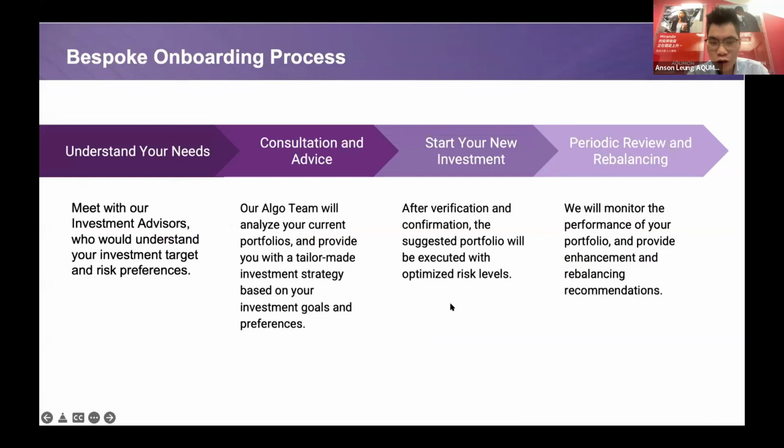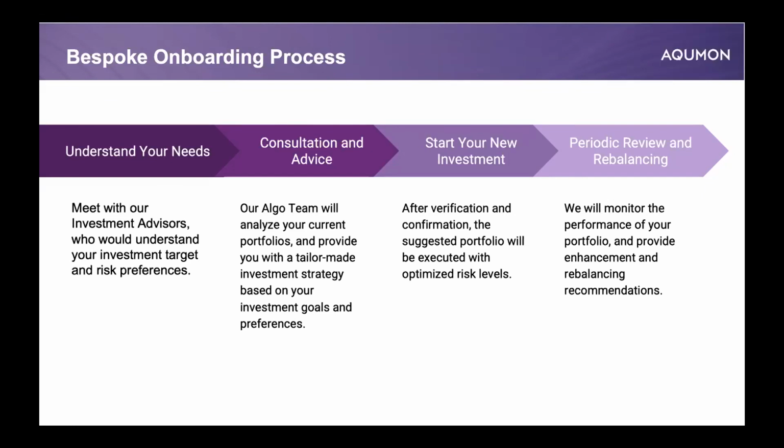So the procedure for this strategy is quite simple. We just set up the meeting, and then we have a preliminary investment consultation and advice meeting. So we will just understand more about you, understand more about your investment preference, and understand your investment behavior. And based on that, we'll feed all the data into our in-house algorithm and data science team, and they will figure out a risk-adjusted portfolio that will suit your personal needs. So this is how the bespoke tailor-made service works.